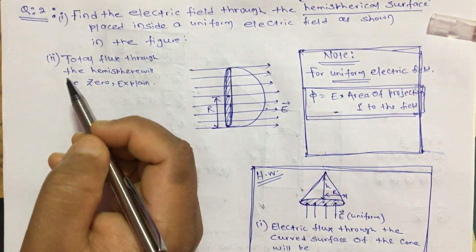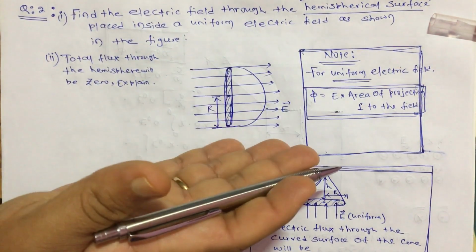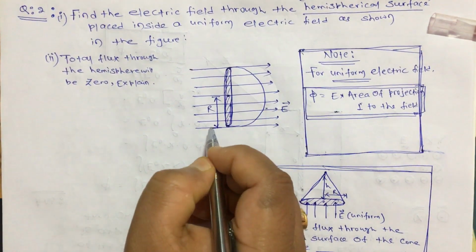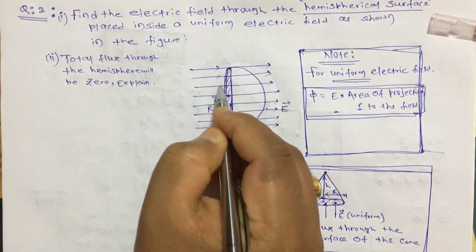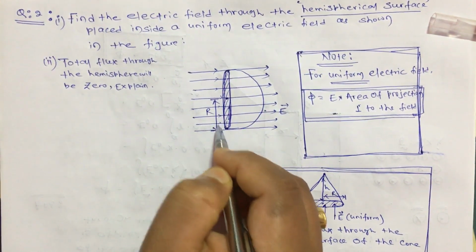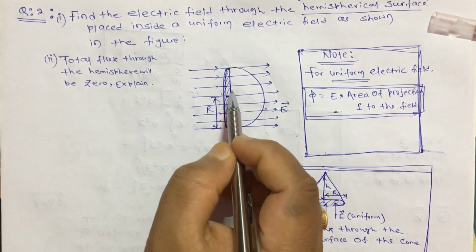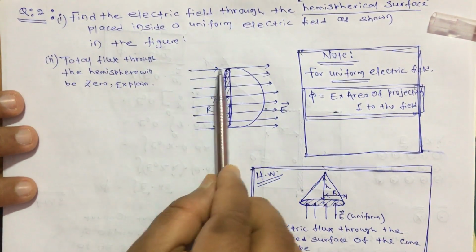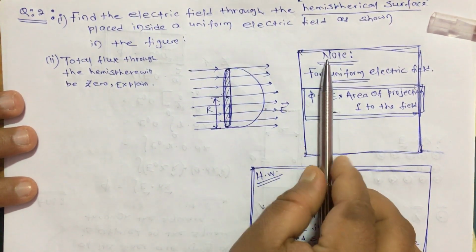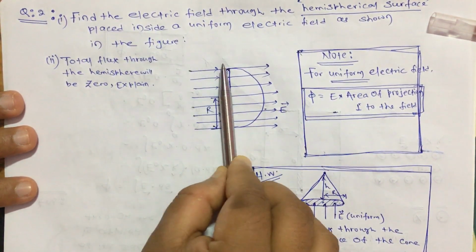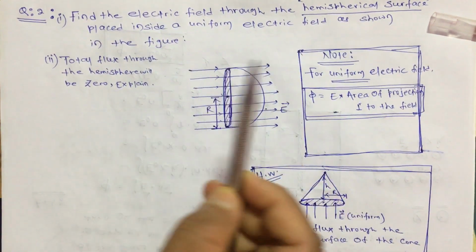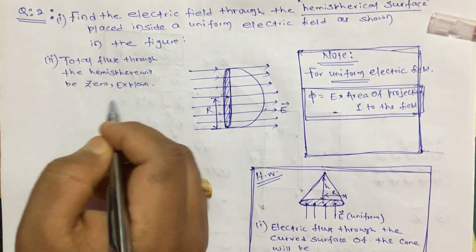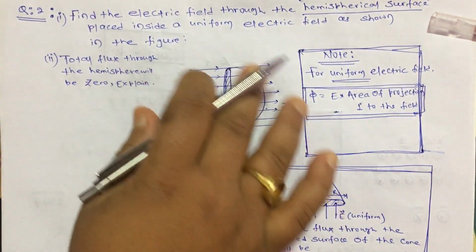As we already know, always the inward flux is taken as negative and outward flux is taken as positive. So you can see here the electric field lines are entering this hemisphere here, and they are coming out of the hemisphere from here. So whatever flux enters here, the same flux will come out. Here the flux is negative, here the flux is positive, and both of them have the same magnitude. So obviously, the net electric flux is going to be 0 if it is asked through the total hemisphere.